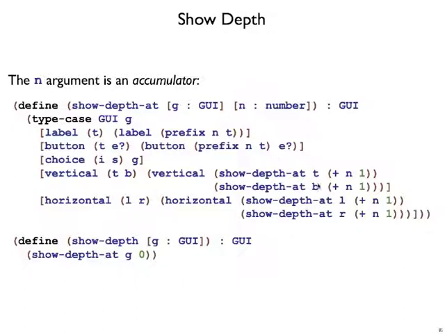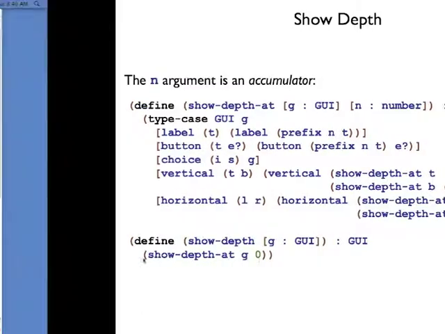So this accumulator is going to let us keep track of how far we go, because we will increment it every time we recur through a vertical. And there's another detail here, which is this function with an accumulator I'm calling show depth at. The function that we originally wanted is show depth. So we know we can implement show depth if we have a show depth at that starts off with 0. So that's what we're going to do.